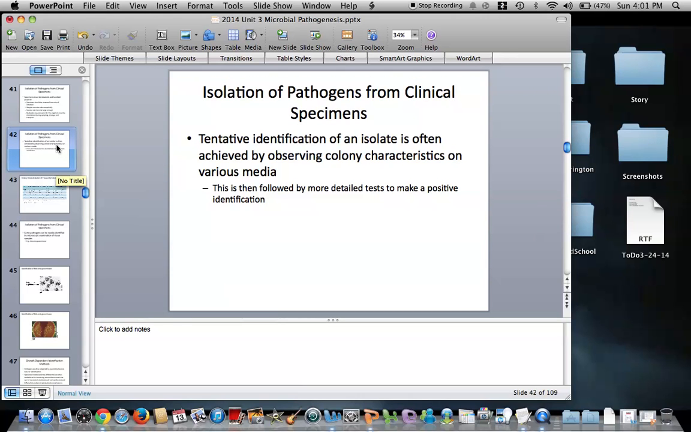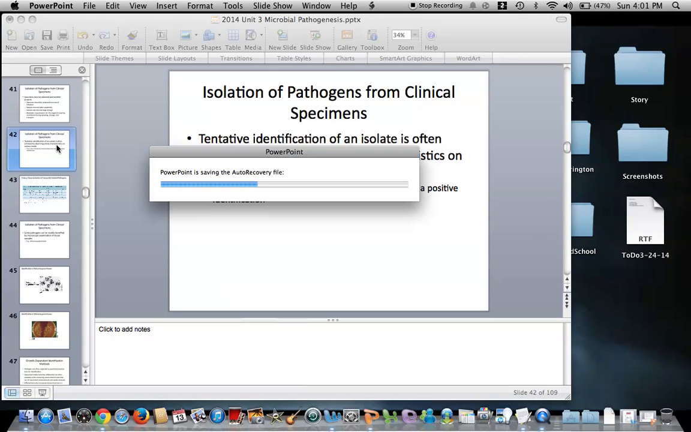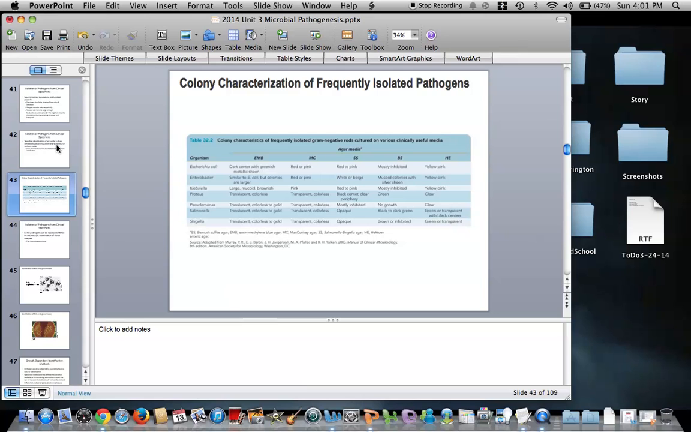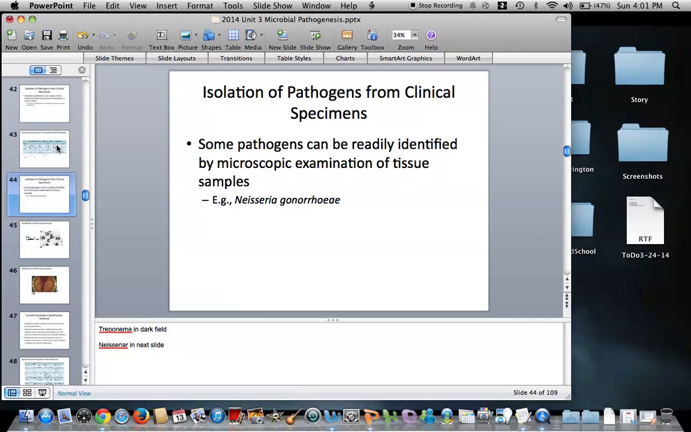Isolation of pathogens from clinical specimens continued. Tentative identification of an isolate is often achieved by observing colony characteristics on various media. And then you do more detailed tests, which is what we're doing right now, various biochemical analyses to figure out an unknown. Colony characterization of frequently isolated pathogens. They're not important right now.